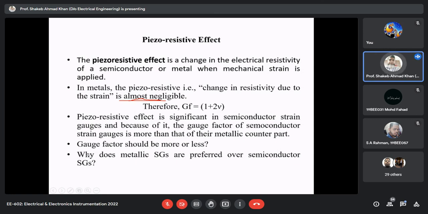Then, gauge factor basically represents the sensitivity of the strain gauge. So it is always desirable that the sensitivity of the measurement system should be high.